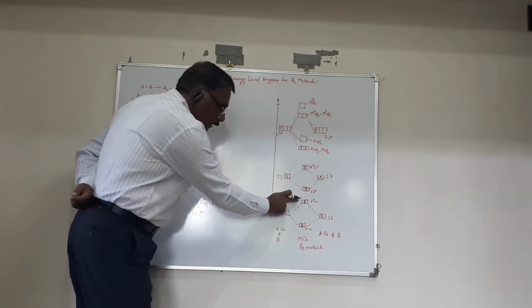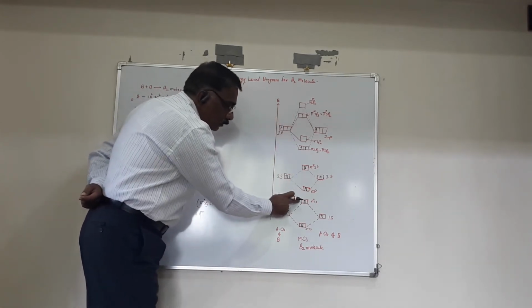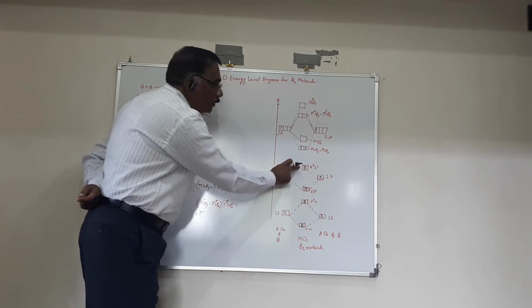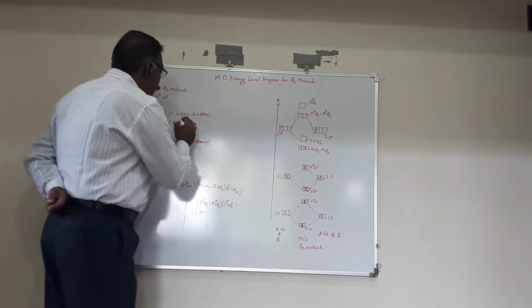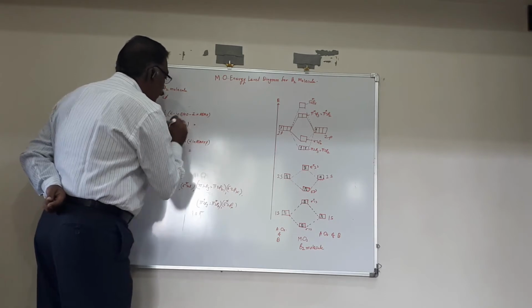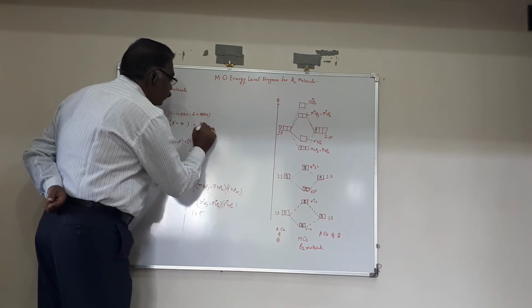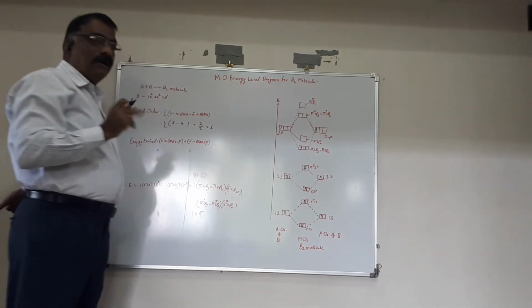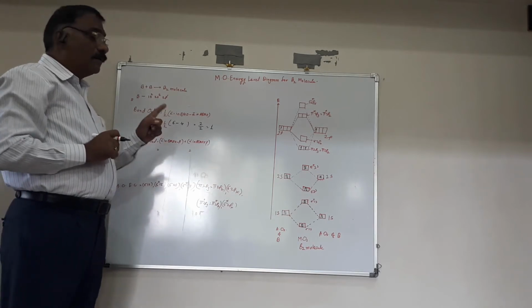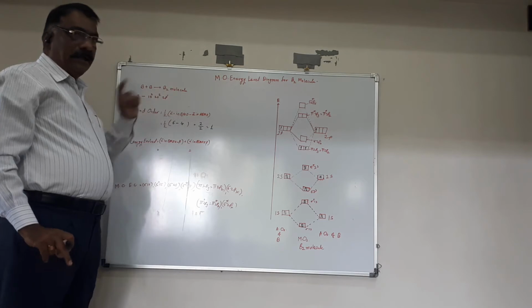Count this ABMO and this ABMO. Here there are 2 electrons, here 2 electrons, and the rest are vacant. So 2 plus 2 is 4. When we do the calculation, (6 minus 4) divided by 2 is equal to 1. Bond order is 1. That means there is a single bond between the 2 boron atoms in the B2 molecule.